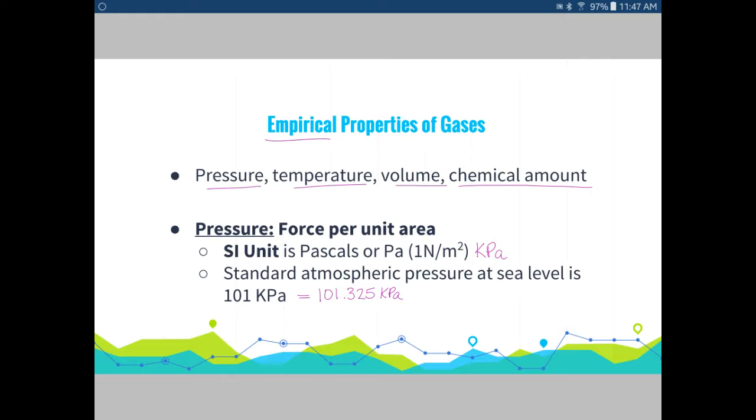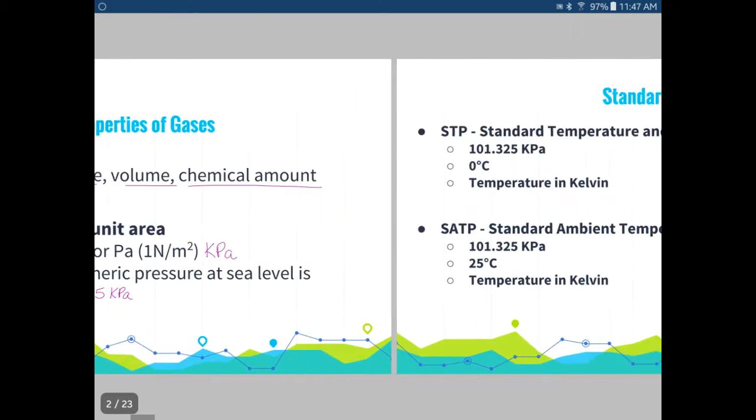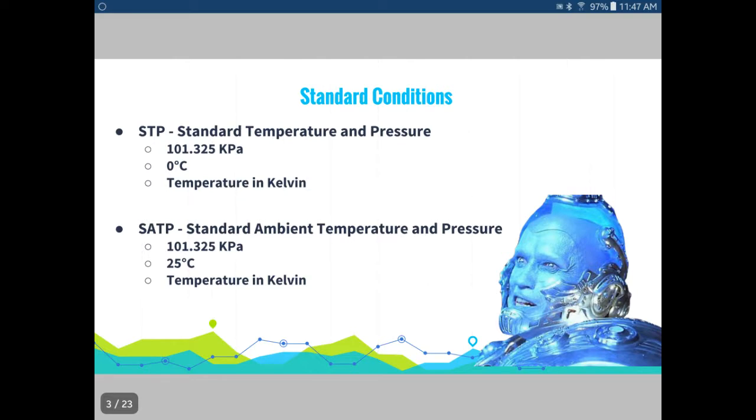Now, there's a variety of units of pressure that we're going to take a look at. You will need to be familiar with all the different units or types of pressure that we will talk about as we go through this unit. So first, I would like to discuss standard conditions.